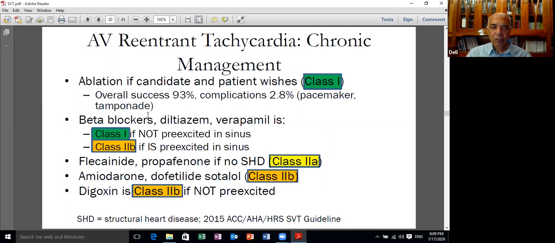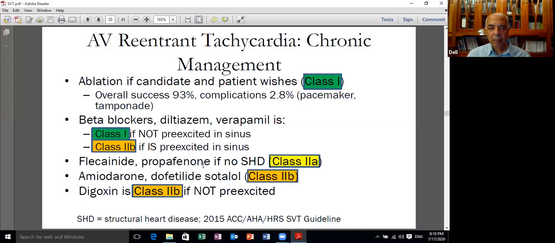If the patient refuses or is not a candidate for ablation or ablation failed, then you go to the three-drug combinations: beta blockers, diltiazem and verapamil. Again, it's a class 1 indication if there is no delta wave in the sinus electrogram. It is 2B if there is a delta wave, because as I said, if you have the sinus impulse conducting anterogradely through the accessory pathway, this is a dangerous situation because when atrial fibrillation occurs, which is a common occurrence in patients with accessory pathway, this will result in ventricular fibrillation, quite an undesirable situation.